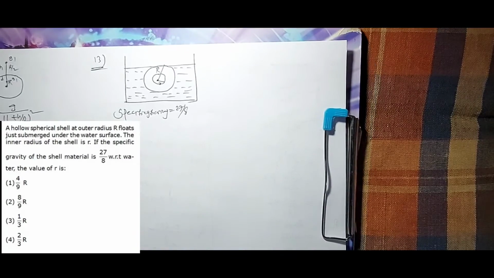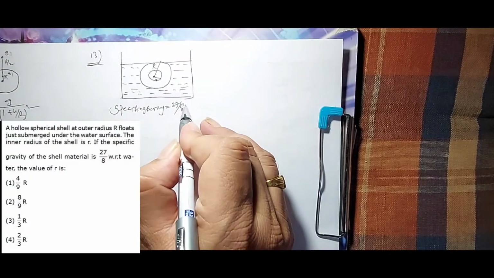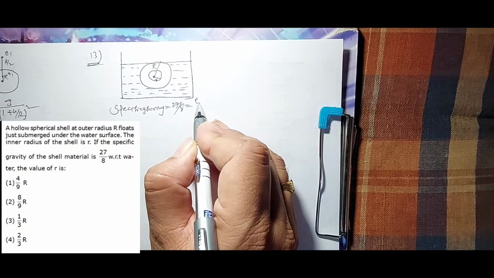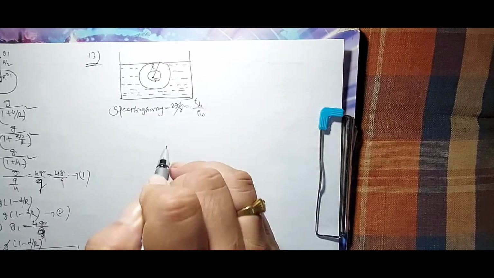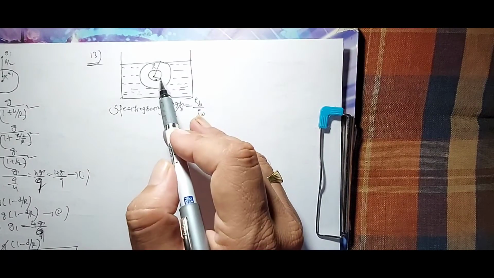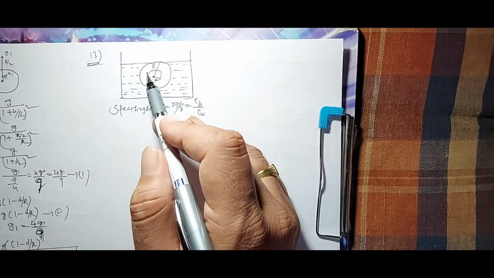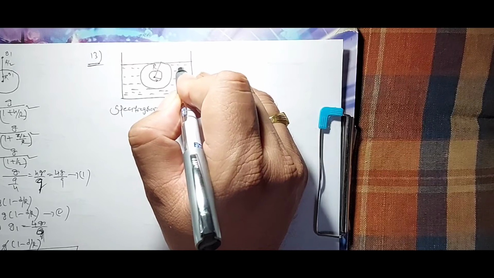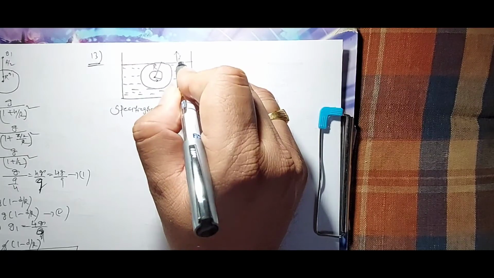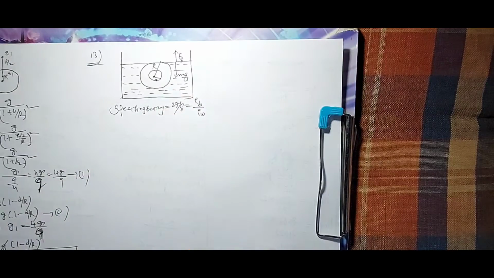Specific gravity means density of the object by density of the water. That is equal to density of the body by density of the water. That is given. So whenever this spherical ball is just submerged, then what happens? There is a buoyancy force acting in the upward direction and weight in the downward direction. This buoyancy force is equal to the weight of the body.